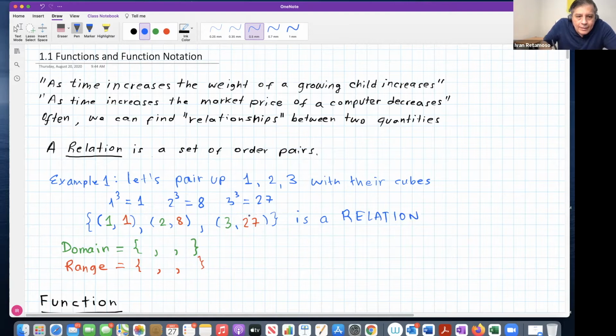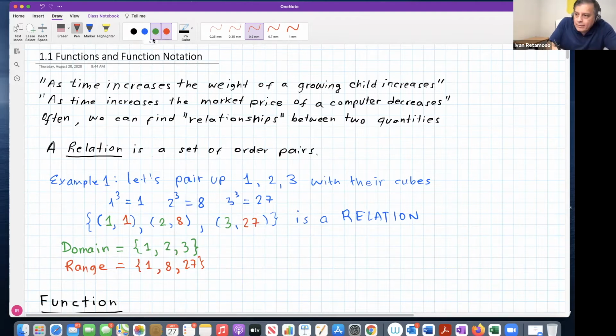Now, the first components of this pairing, 1, 2, and 3, are called the domain of the relation. And the second components are going to be called the range of the relation. So 1, 8, and 27 are going to be called the range of the relation.